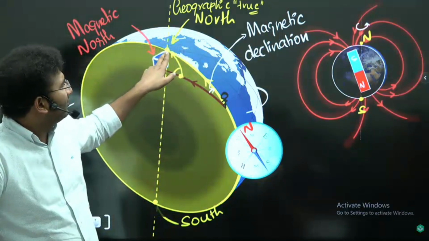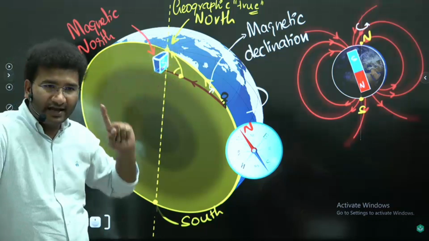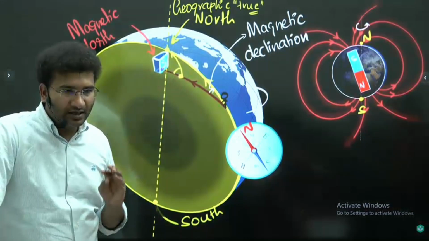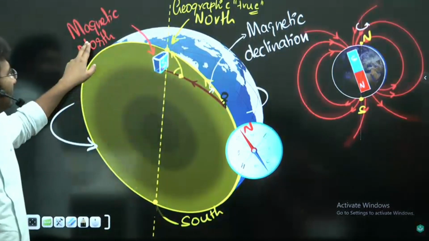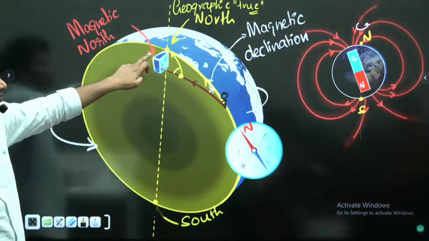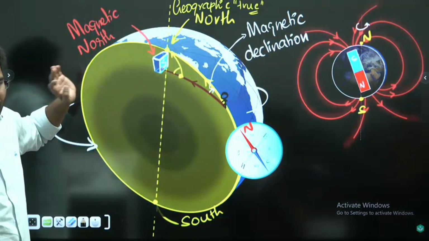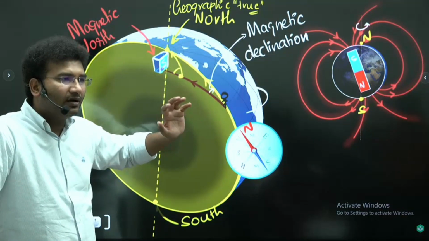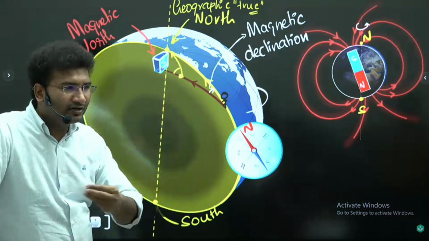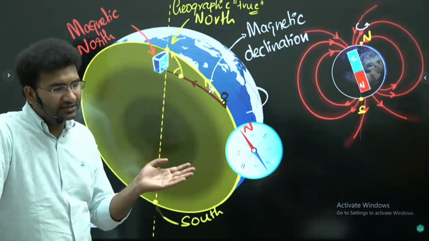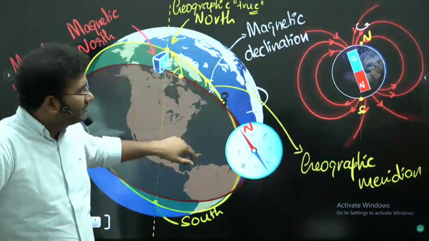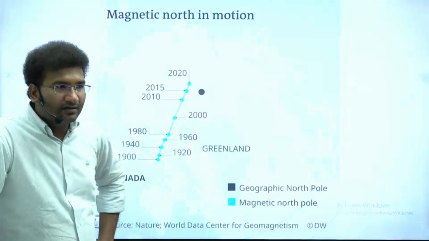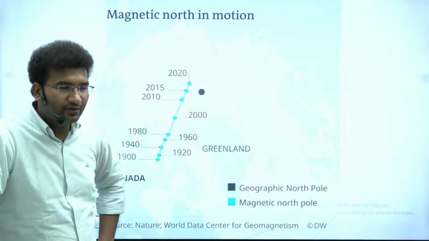See, geographic north is the north which is actually the axial line, where the axis of the Earth passes through. Apart from that, our Earth also has another north, that is magnetic North Pole. So he used the magnetic north and the magnetic south poles as evidence that our continents are drifting. Now this concept I'll explain after geomagnetism. Okay? For that you need to know what is geomagnetism.